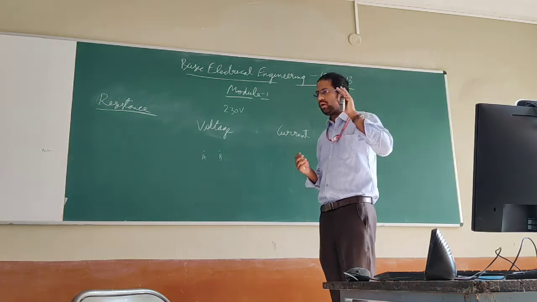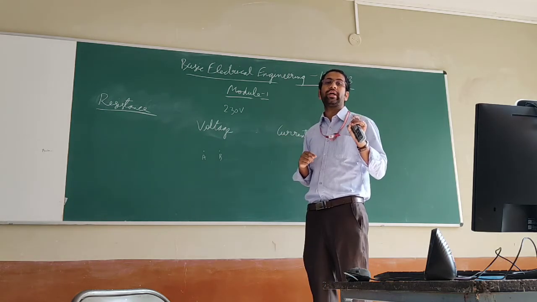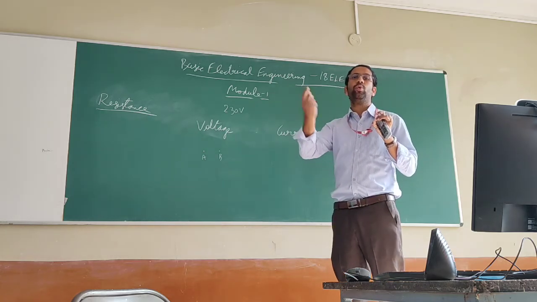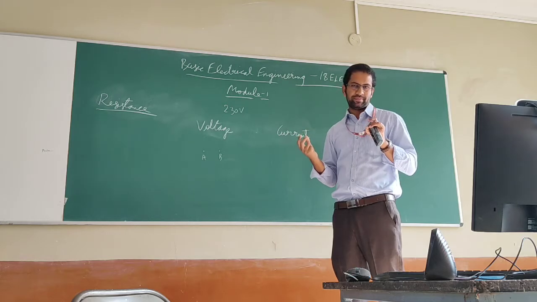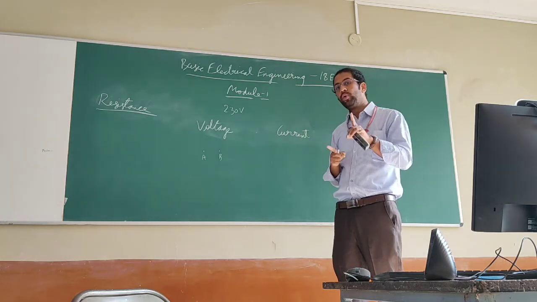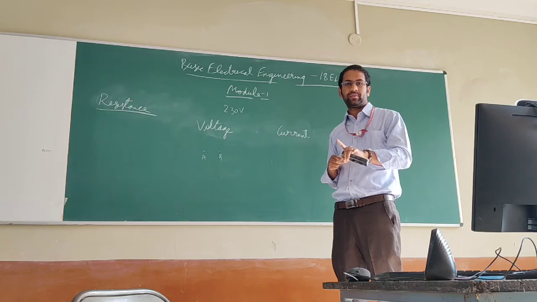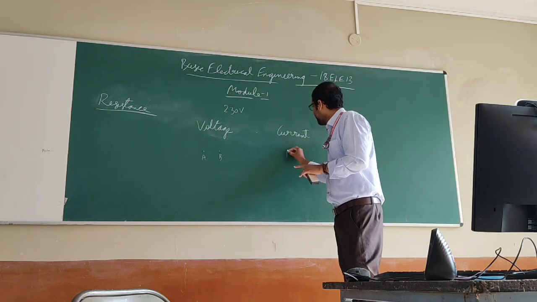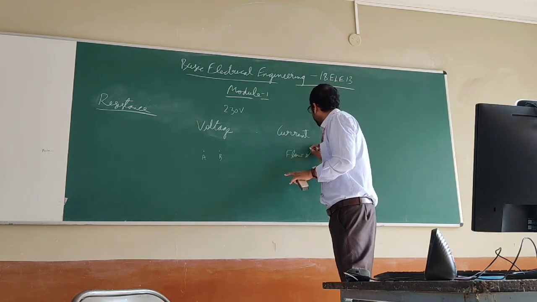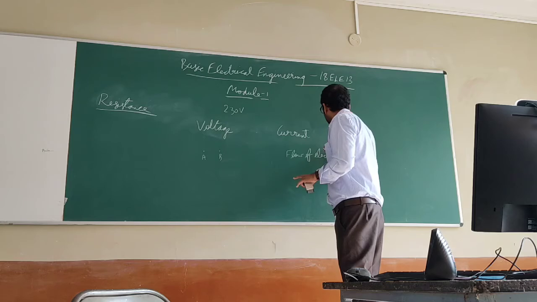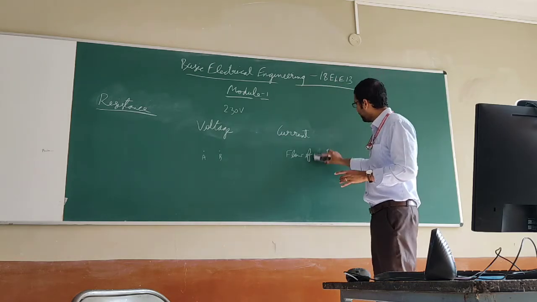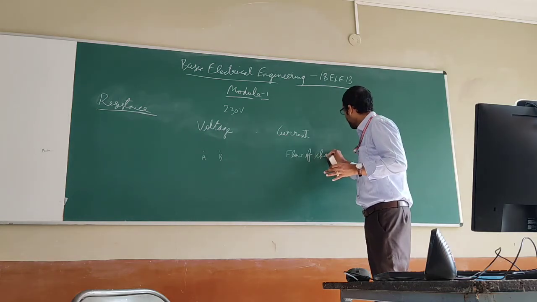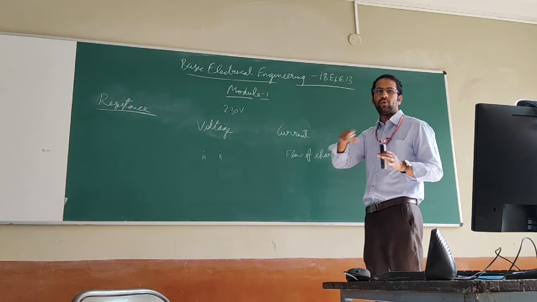Next, when we talk about current, you should understand about electrons. Electrons move around the atom. Electrons move at a certain speed. So there is a flow of electrons, or we can even call it flow of charges, which have positive or negative charge.